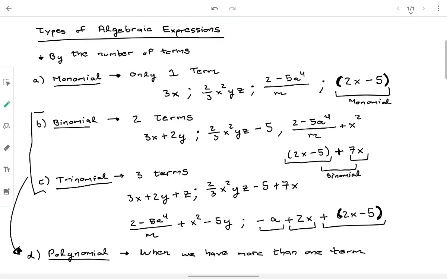So I will do some examples of having different algebraic expressions and classifying them as monomials, binomials, trinomials, and polynomials. Let's see some examples.